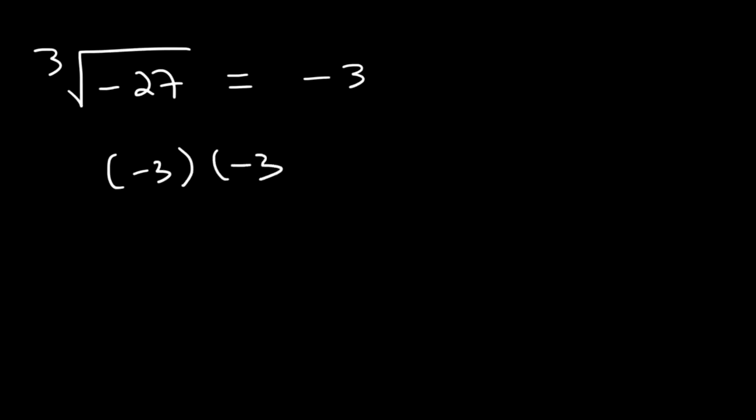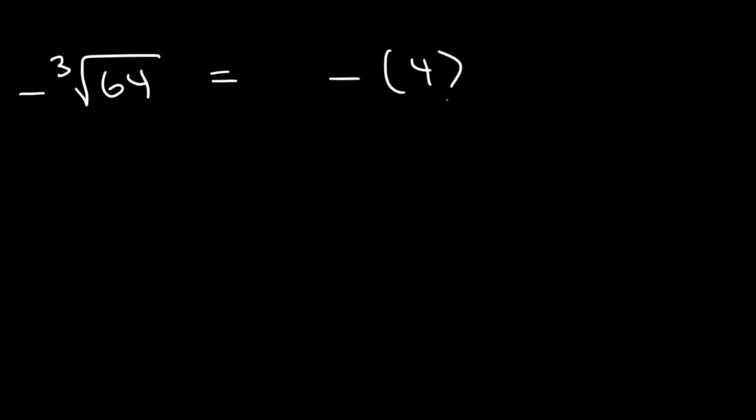Now what is the cube root of negative 27? It turns out it's negative 3. Negative 3 multiplied to itself 3 times is negative 27. And how about the cube root of 64 but with a negative on the outside? The cube root of 64 is 4. Negative 4 multiplied to itself 3 times is negative 64.